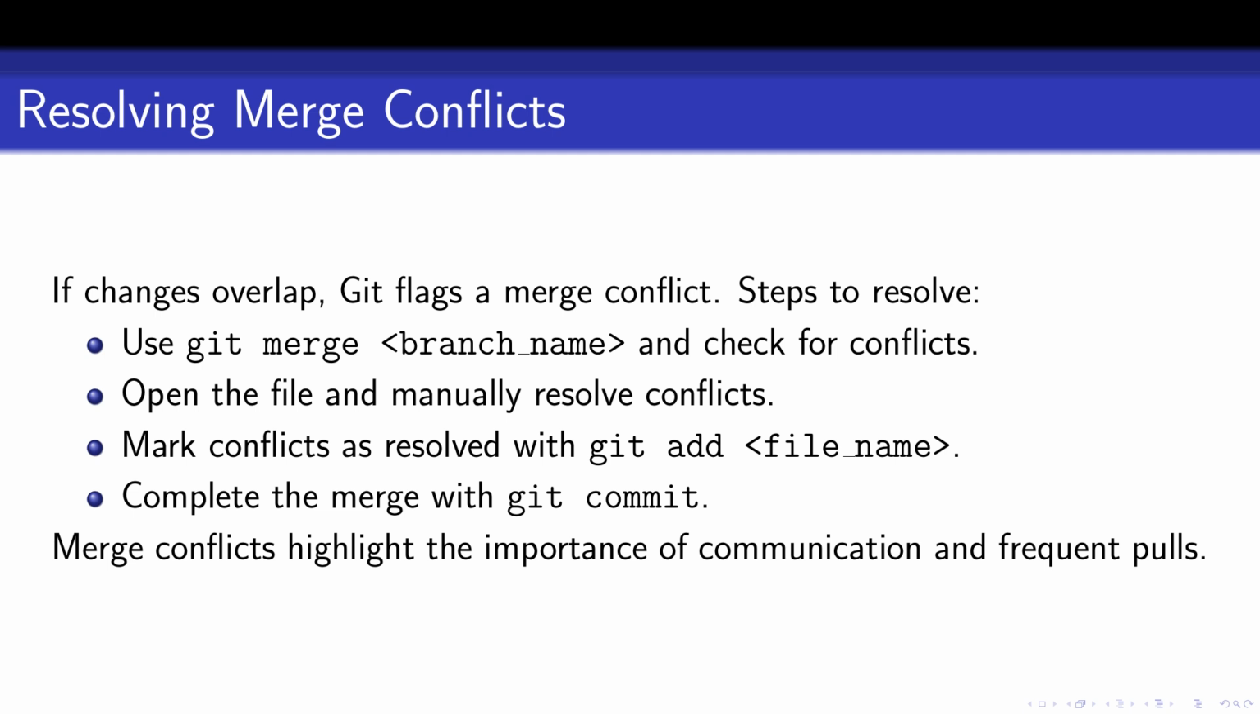Sometimes, merge conflicts occur during this process. Merge conflicts happen when changes in different branches overlap or affect the same lines of code. To resolve a merge conflict, use the git merge branch name command and check for conflicts. Open the file in a text editor, manually resolve the conflicting sections, and mark the conflict as resolved with git add file name. Complete the merge by committing the resolved changes with git commit. This step emphasizes the importance of communication and frequent pulls to minimize conflicts.